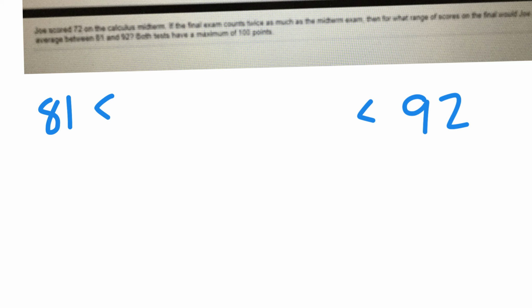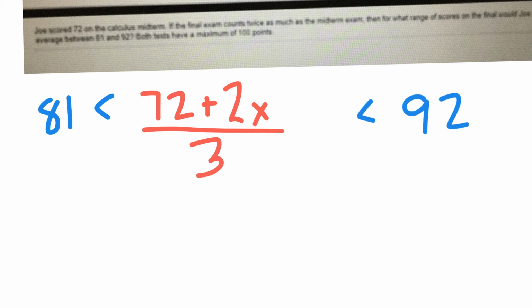So the average is a 72 plus, what do you make on the final? X. And it's counting twice as much. So you basically take 2 of those X's. And so that's worth 300 total points. So there are 3 total tests that they took, essentially, since one of them counts twice as much. So we want to divide this by 3, because that gives me the average.